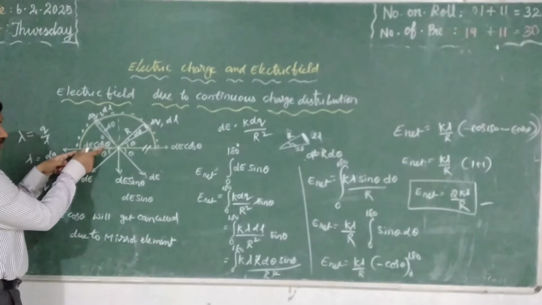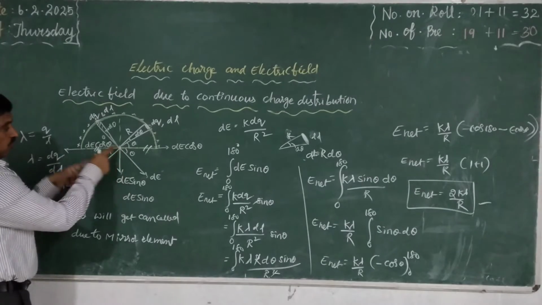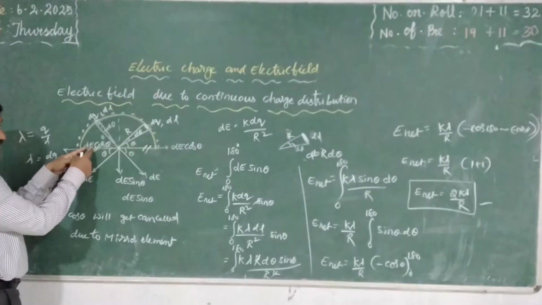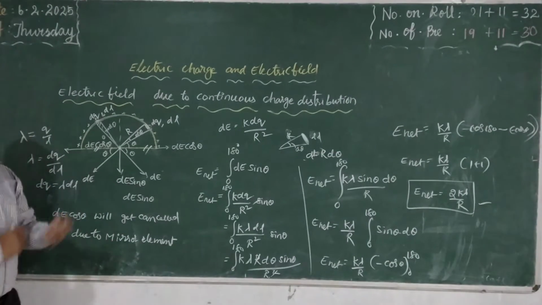It has two components: one is the horizontal component, another one is the vertical component. So the horizontal component is dE cos theta. Why are we writing dE cos theta? Because theta is there, that is cos, and the opposite is sin. That's why it is dE cos theta. The vertical one is dE sin theta.